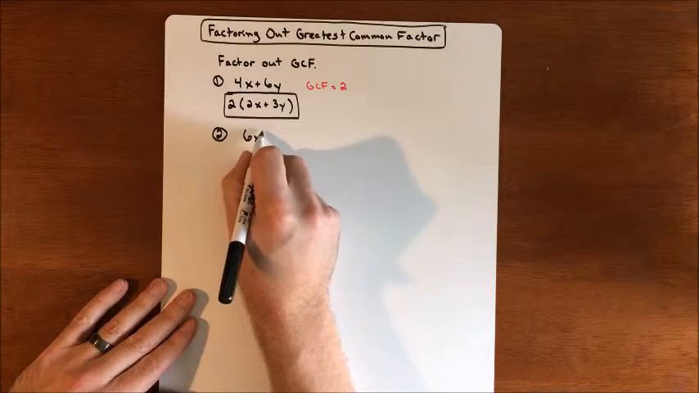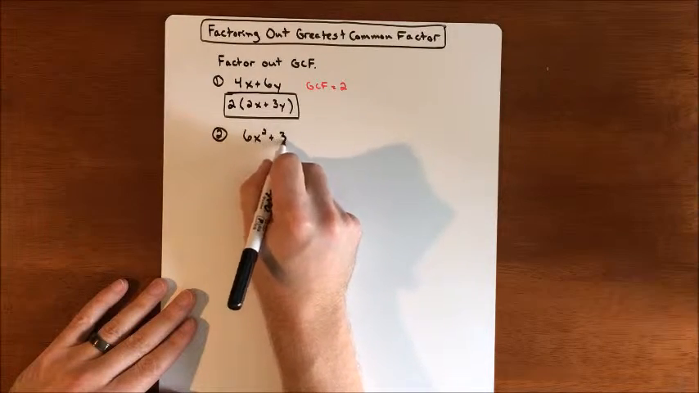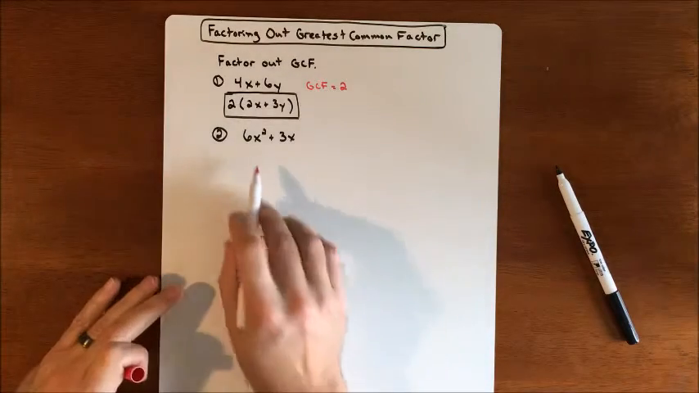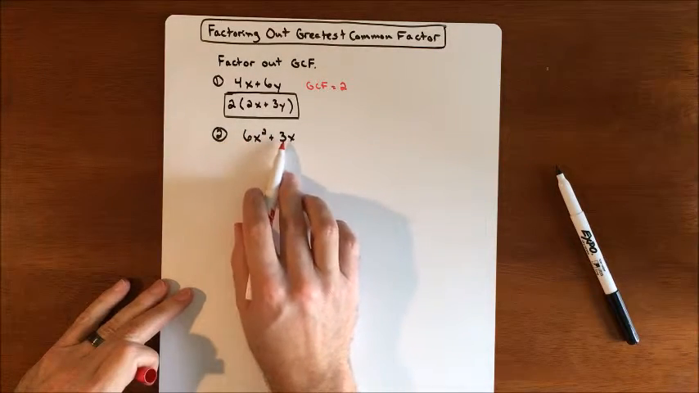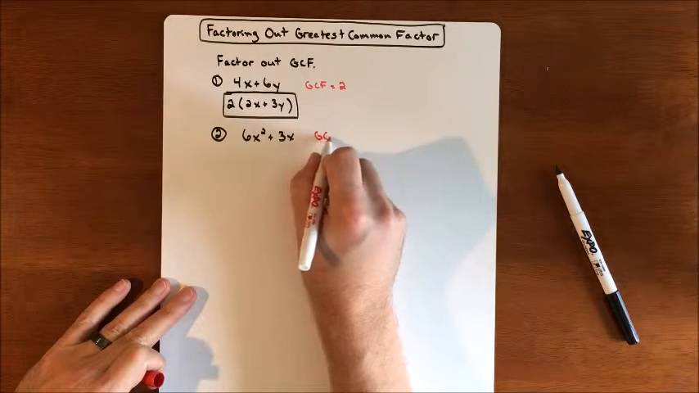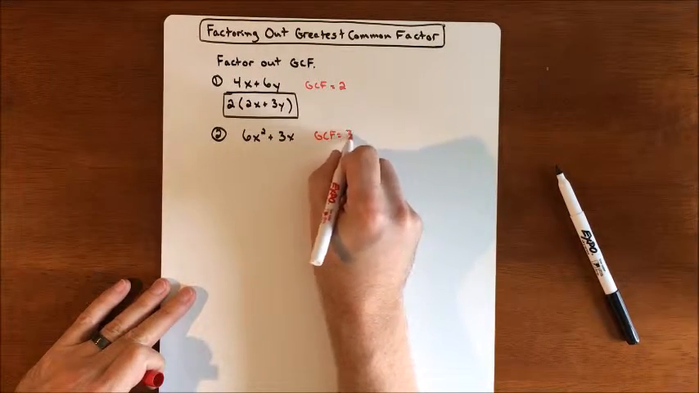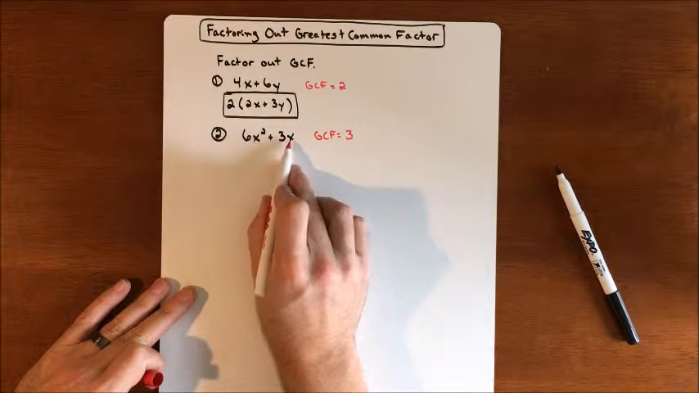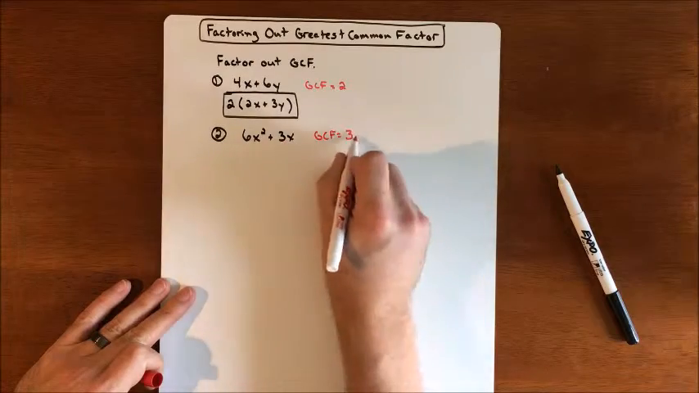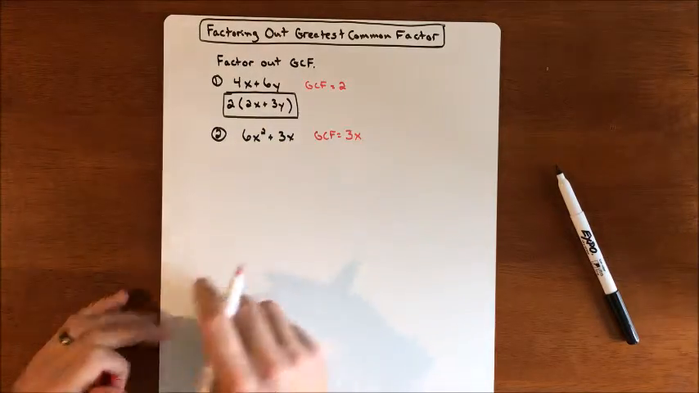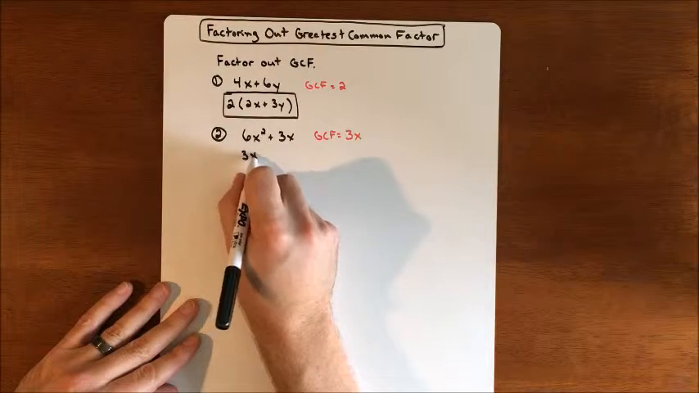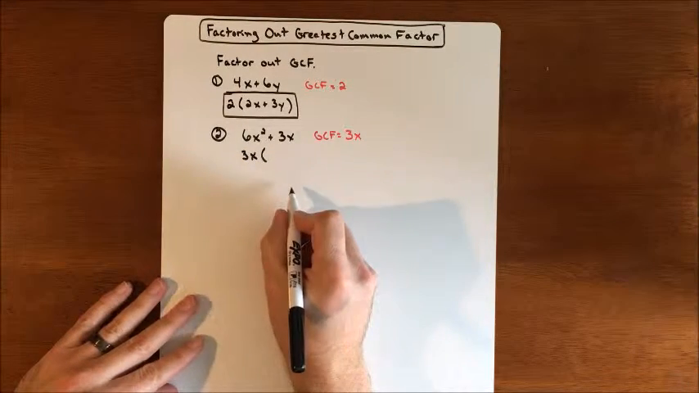If you have 6x squared plus 3x, what do they have in common? Well, they both share a number that potentially we can divide by the same value. They both share a factor of 3. So the greatest common factor would be a 3. And variable-wise, we're talking about that they both share an x. So we can at least take one x away from each of them. So our greatest common factor is going to be 3x. So we'll factor out a 3x.